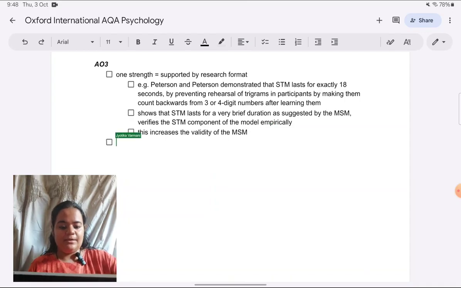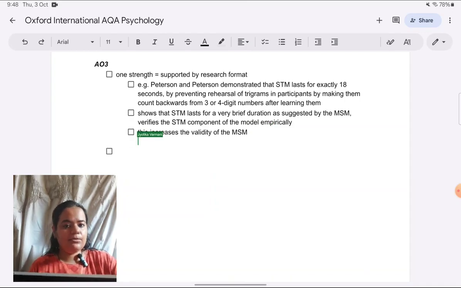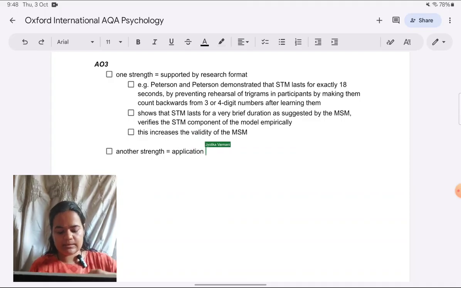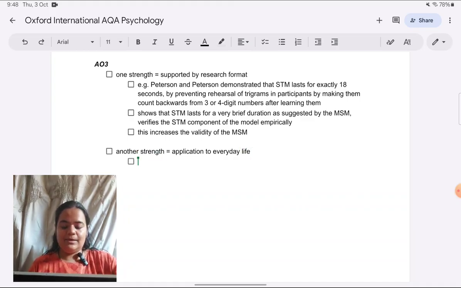Another strength I would like to give is that this model has very good application to everyday life. So, another strength. Also, when you're writing, make sure you begin this properly. One strength is this, second strength is this. Use signposting and signaling like you've learned for your essay answers. So, application to everyday life. Application always means the practical usefulness of the study.